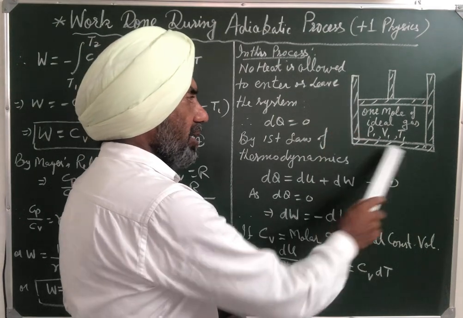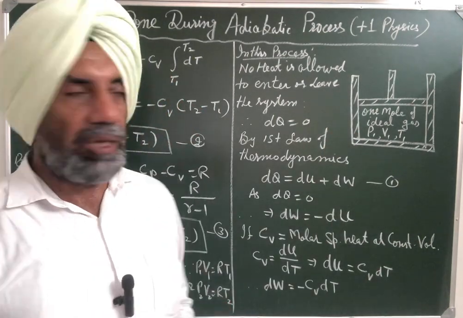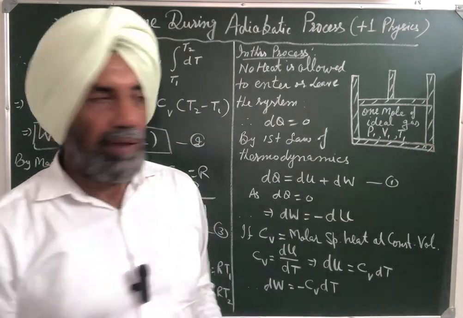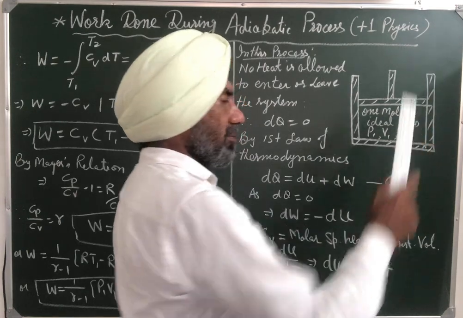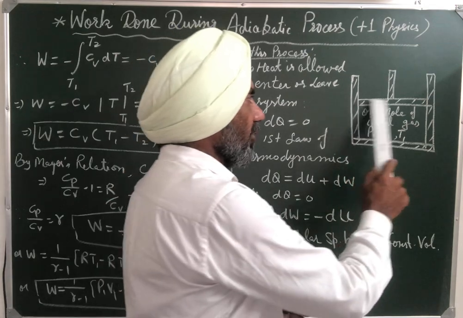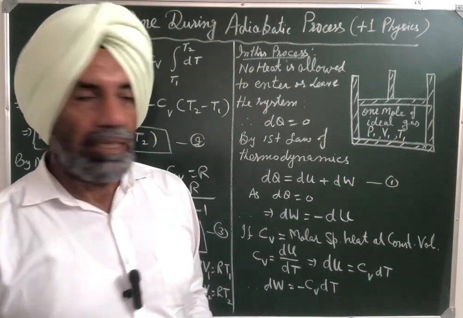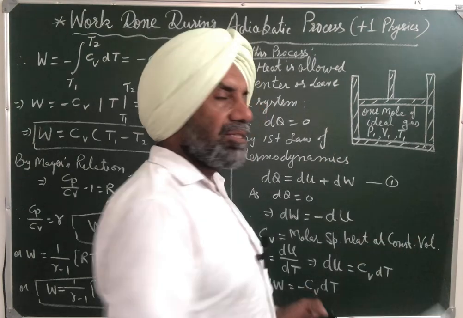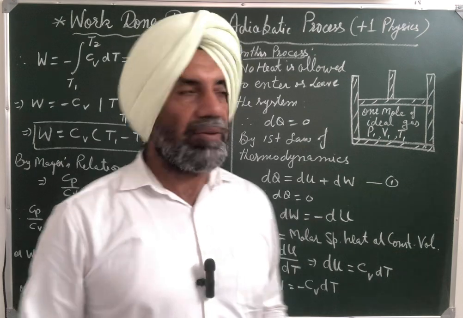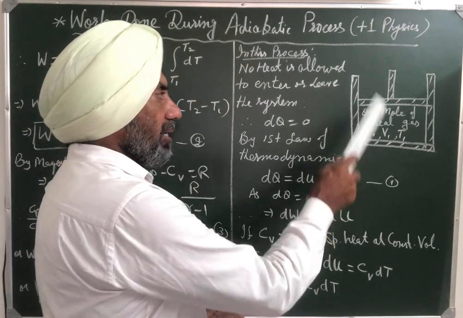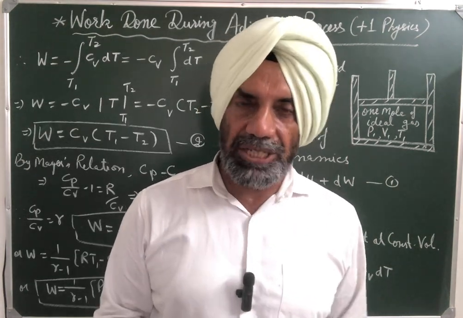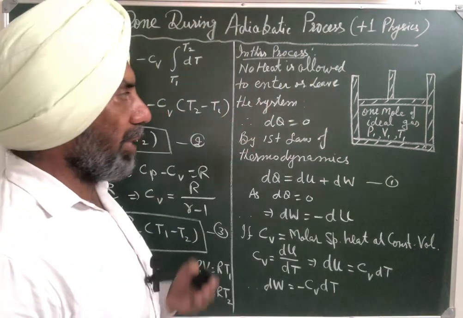Now, to find the expression for work done during an adiabatic process, suppose we have a cylindrical vessel having perfectly non-conducting walls, because no heat is allowed to enter or leave the system, and a frictionless piston containing 1 mole of an ideal gas at initial pressure P1, volume V1 and temperature T1. Let the gas be allowed to expand or be compressed so that volume changes, temperature changes.